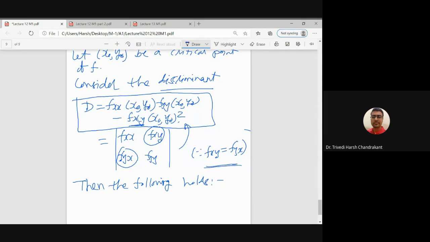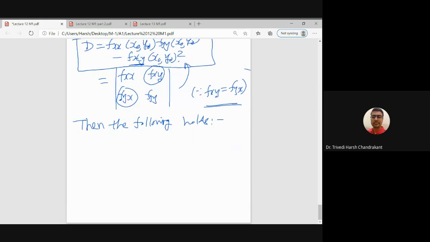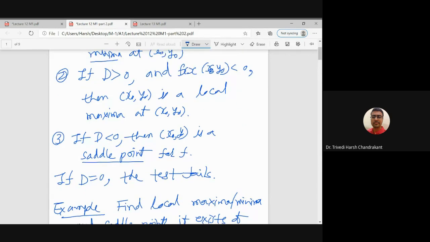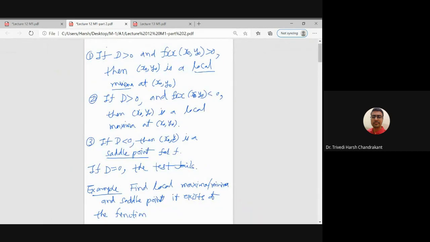That means we can find all the partial derivatives at every point and we can discuss the discriminant. For this we need the continuity of all partial derivatives, and that gives us the second derivative test. Whenever the discriminant is greater than 0 and fxx is greater than 0, we have a local minima at that point. Similarly, discriminant greater than 0 and fxx less than 0, we have local maxima. When the discriminant is less than 0, we have a saddle point. For D equal to 0, the test fails and we cannot apply the second derivative test.